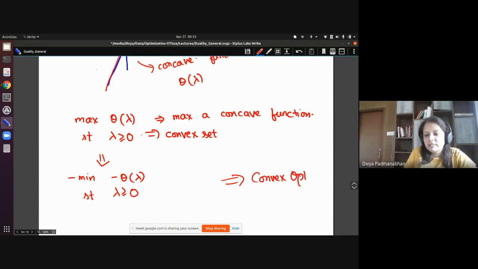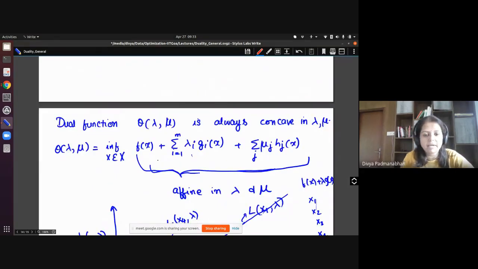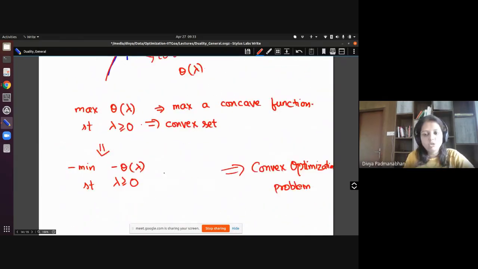So this is always going to be a convex optimization problem. Okay, so that is an interesting fact about the dual problem. Irrespective of what the primal is, it doesn't matter what the f, the g, the h is going to be. The original problem can be anything. It can be a non-convex problem as well. But ultimately, the dual that you write is always going to be a convex optimization problem.